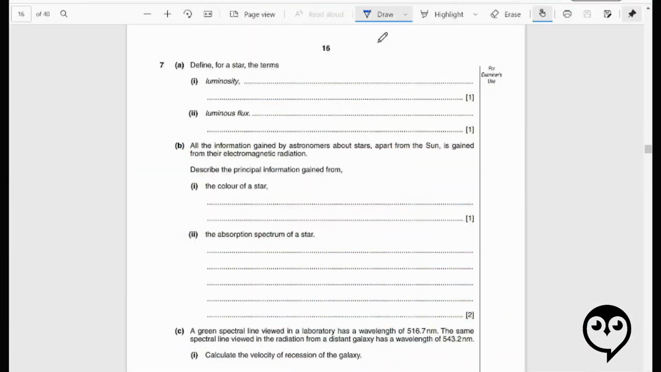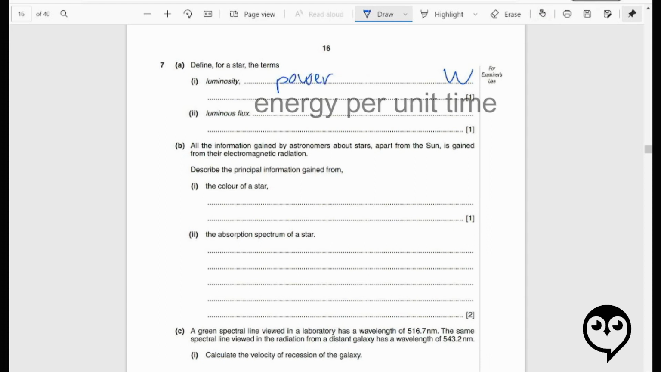Okay, to start things off, I've got a 2013 paper 3 from the Cambridge Pre-U. Define for a star the terms luminosity and luminous flux. Well, luminosity, I think in our everyday language, we like to maybe equate that with brightness, and I think that's not really a wise move. You know that the unit for luminosity is watts, therefore it's the power of the star, how much energy is being given off. Okay, luminosity is power. Brightness, we've got our apparent and absolute magnitude. We've got other ways of measuring brightness. But luminosity is the power.